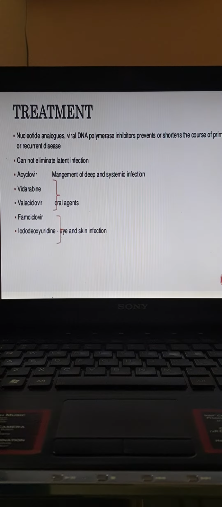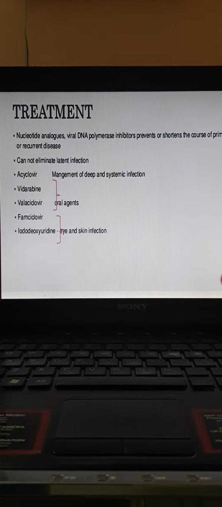Coming to the treatment part, it is a DNA virus. For replication to be interrupted, nucleotide analogs are used, which are viral DNA polymerase inhibitors. They prevent or shorten the course of primary disease or recurrent disease, but they cannot eliminate latent infection. Acyclovir is the drug of choice. It is basically reserved for deep and systemic infection, and IV formulation is used.